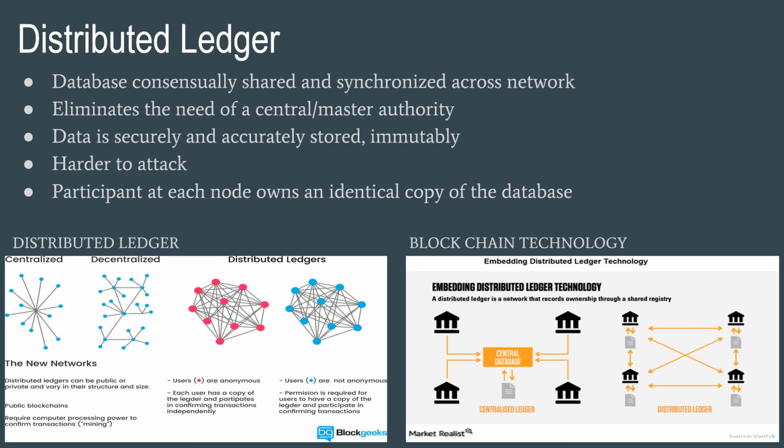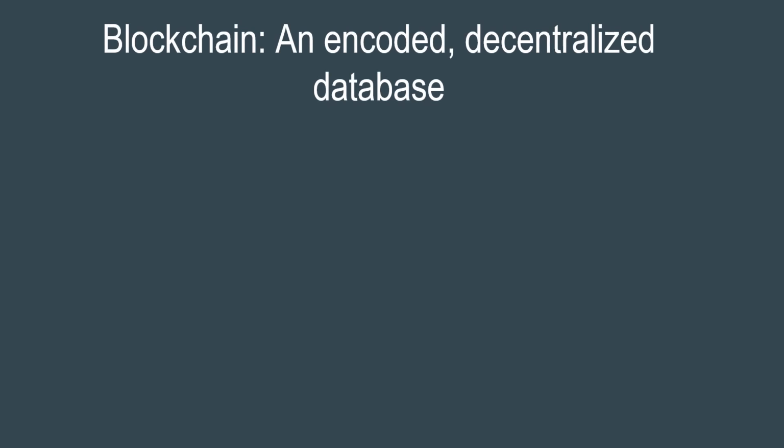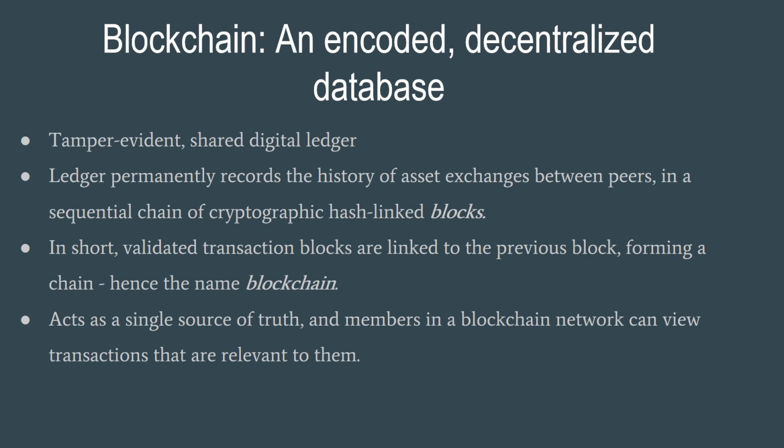The second figure explains the blockchain technology and the difference between a centralized ledger and a distributed ledger. A blockchain is a tamper-evident shared digital ledger that records transactions in a public or private peer-to-peer network. Distributed to all member nodes in the network, the ledger permanently records, in a sequential chain of cryptographic hash-linked blocks, the history of asset exchanges that take place between the peers in the network.